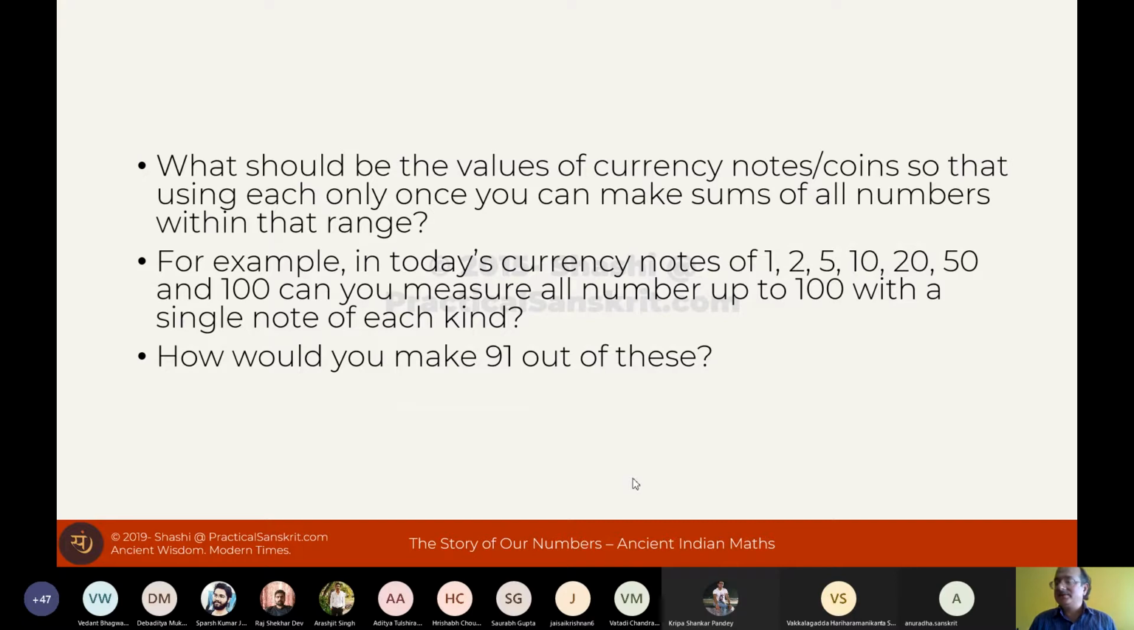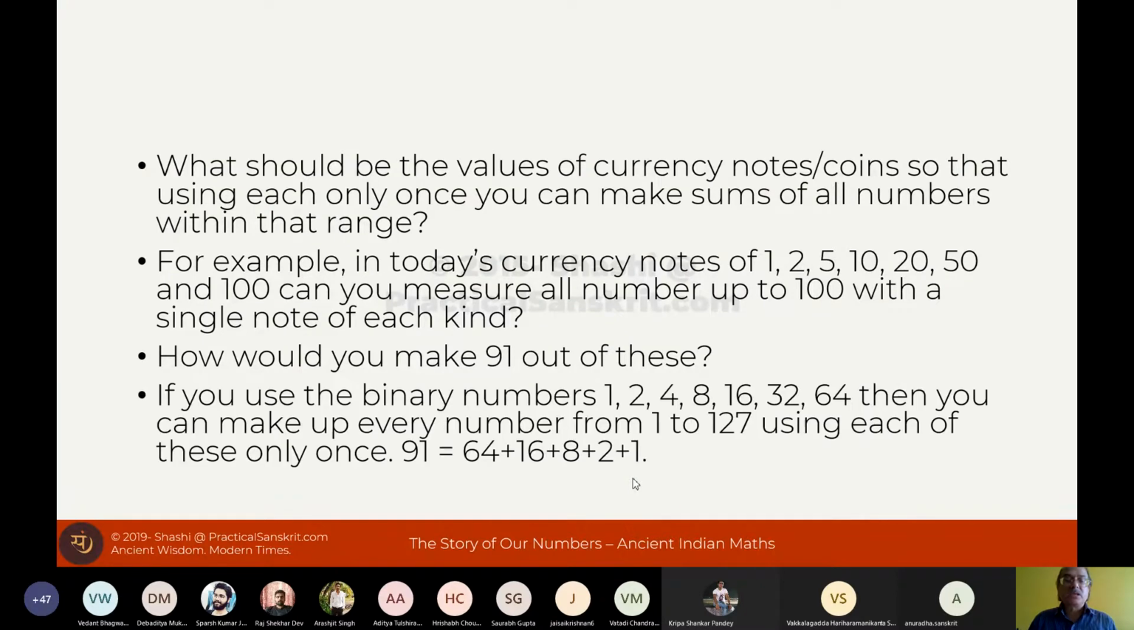And this could also apply to weights. So for example, in the earlier days, you had a handheld beam balance, so to speak, right? And you had these 5 gram or 50 gram, 100 gram weights, and then you have to measure your sabji or whatever, and then you need multiple of those, right? So if you use the binary numbers 1, 2, 4, 8, 16, 32, and 64, then you can actually make up every number from 1 to 127. And this is a very simple thing that in computer science, people will immediately get, that this is just powers of 2, and that's how all the bits and bytes work. But what is the big deal about this?